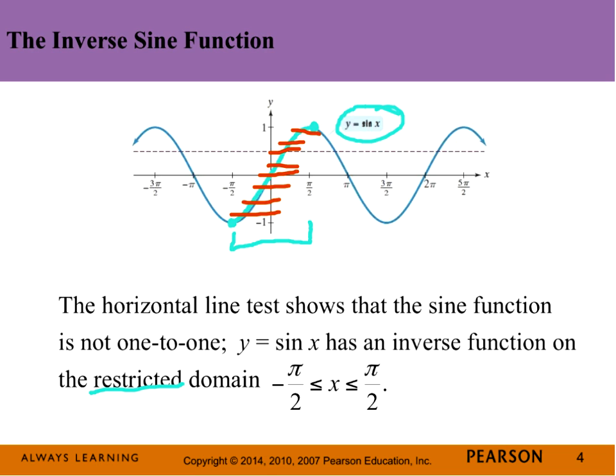So when we restrict our domain to these increments of negative pi over 2 to pi over 2, and in any of those multiples, we can begin to talk about having an inverse sine function. Are y'all ready to move forward from here?